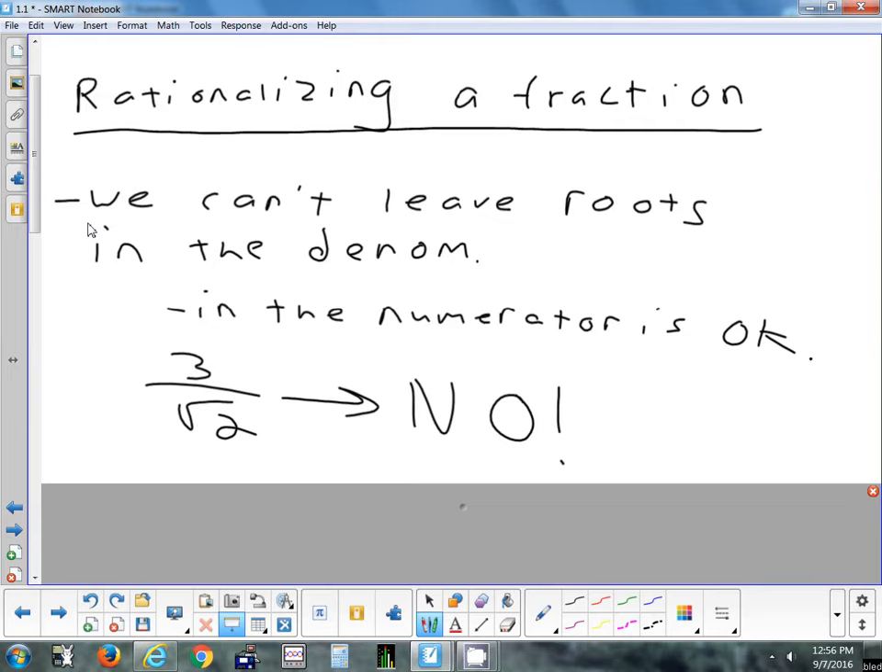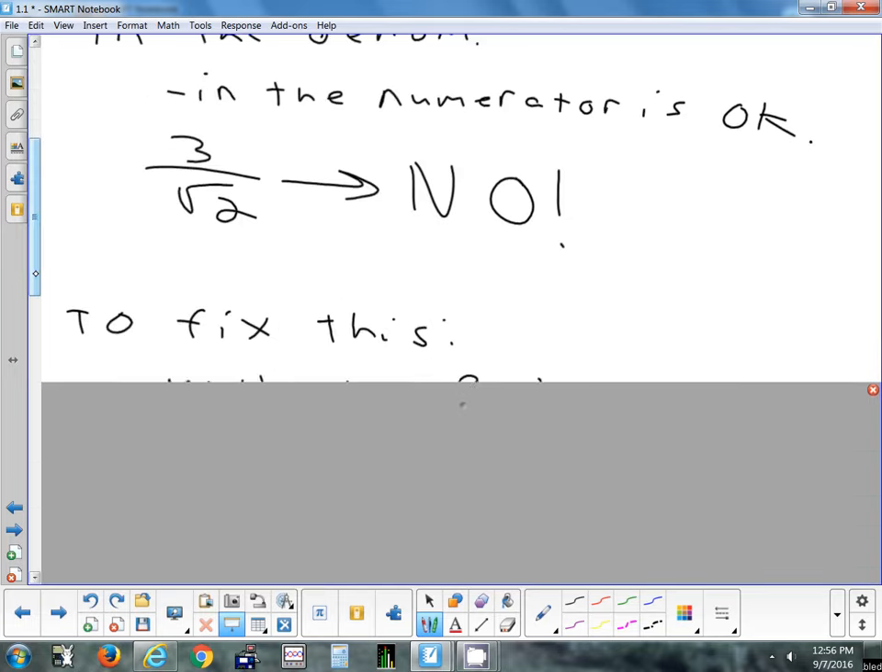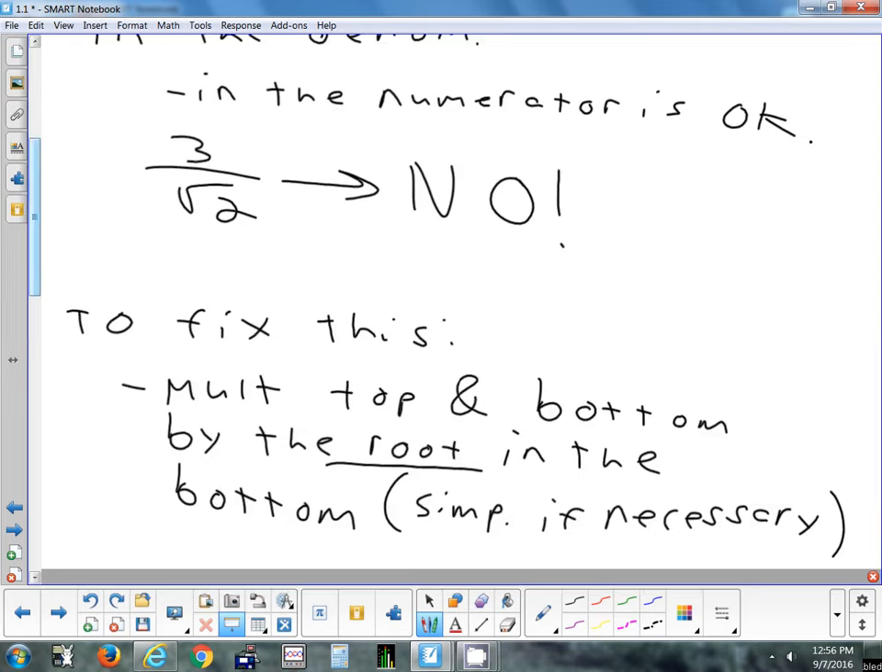Don't you multiply the top and the bottom by the square root of 2? Yeah, what you end up doing is just multiplying the top and the bottom by the root. In that case, it's square root of 2. So to fix that problem, multiply the top and the bottom by just the root. If there's something else in the bottom, that's fine, you can leave it. And then after you multiply, you might have to simplify if necessary.